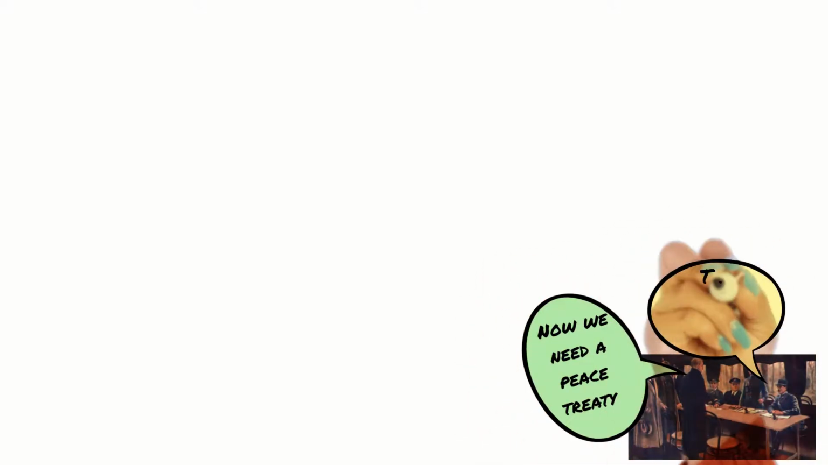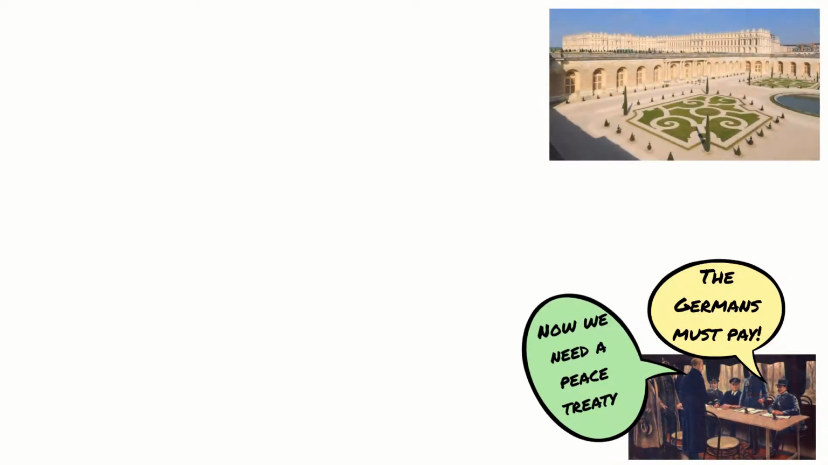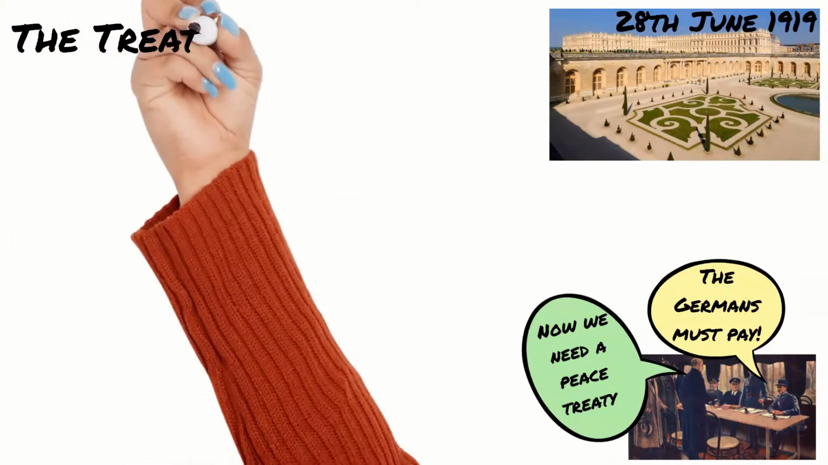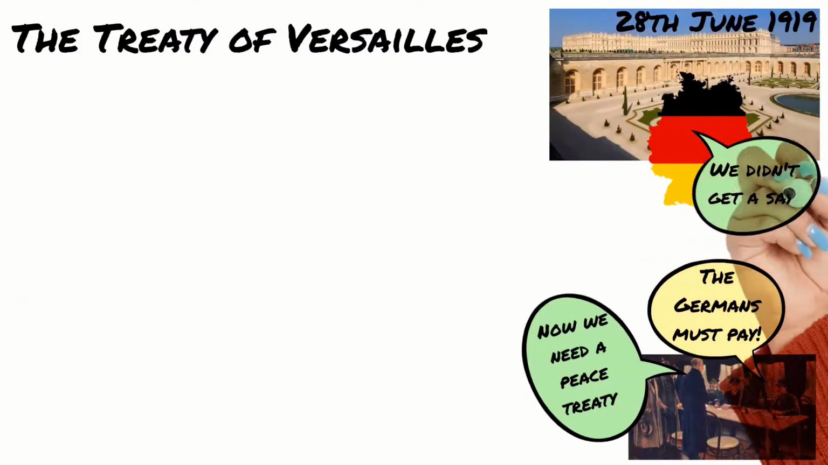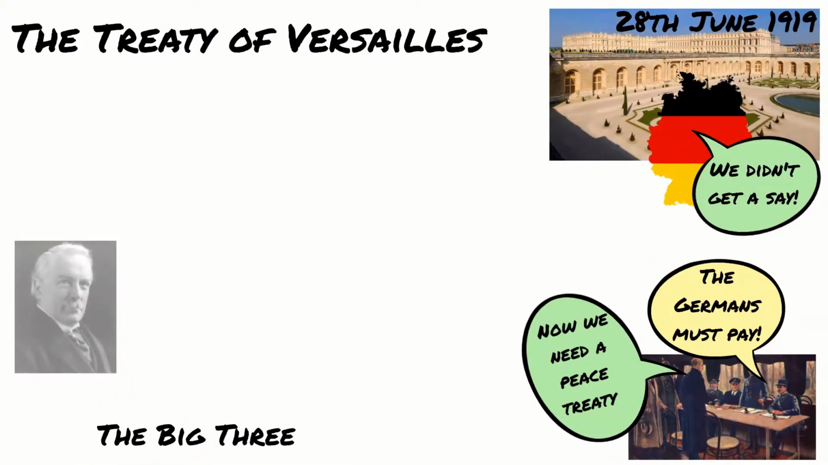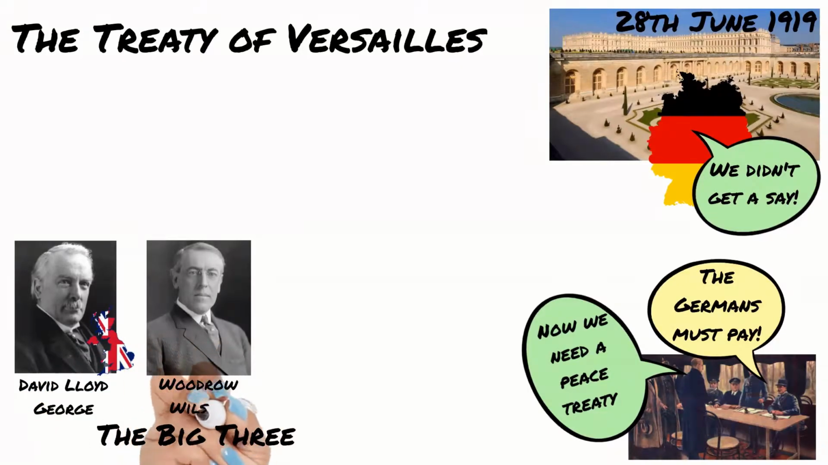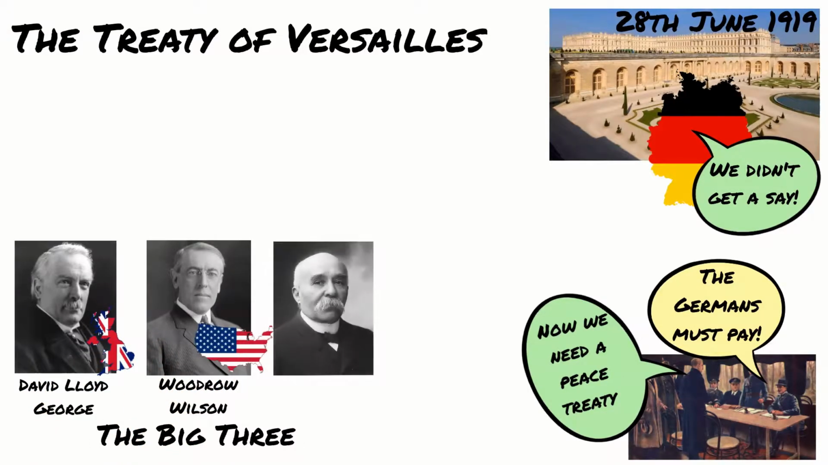Following the armistice, a peace treaty needed to be negotiated, formally end the war, and for some, punish Germany for the conflict. The treaty was eventually signed at the Palace of Versailles in France on the 28th of June 1919. It became known as the Treaty of Versailles. The Germans were not invited to take part in the negotiations. The treaty was effectively agreed by the Big Three: David Lloyd George for Great Britain, Woodrow Wilson for the USA, and Georges Clemenceau for France.